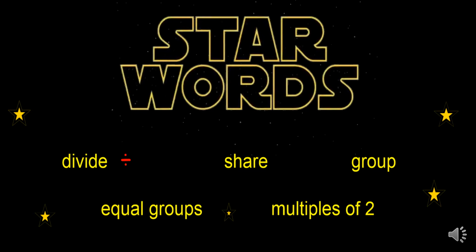Our star words today say divide, and we've got the division symbol in red. We've also got the words share and group, which we've learnt about on Monday and Tuesday. We've got the phrase equal groups because it's really important that when we divide, we are dividing into equal groups so that it's fair. And we've also got the phrase multiples of 2 because as we're dividing by 2 today, we need to know our multiples of 2. These are numbers we say when we count in twos, and these are part of the 2 times table.